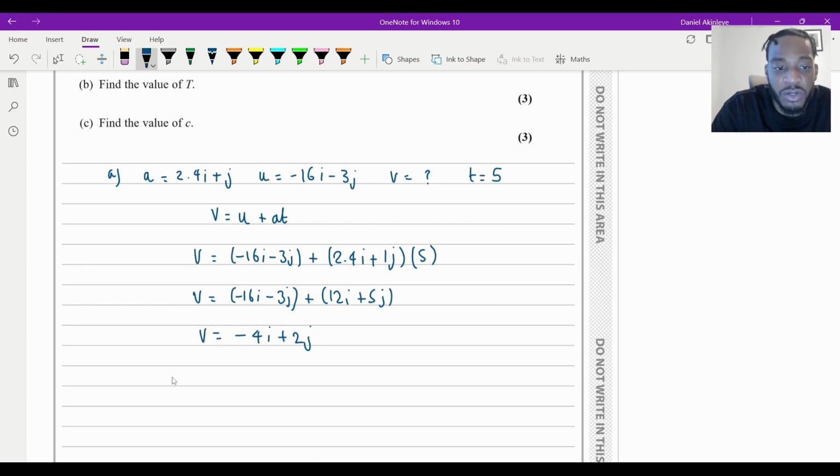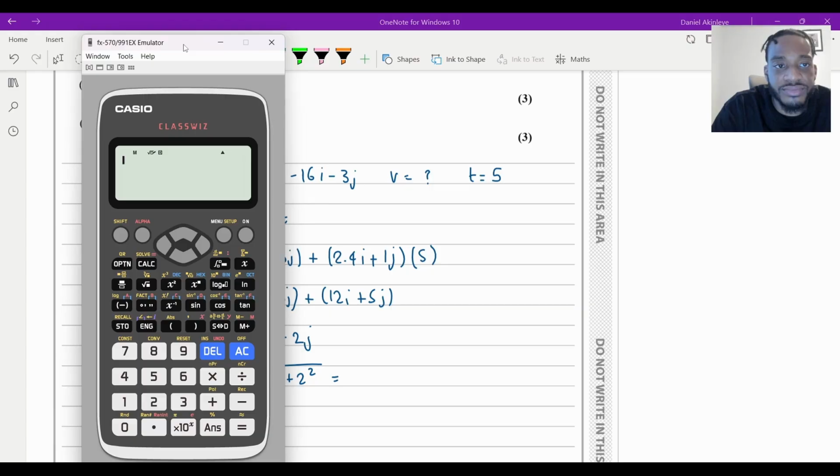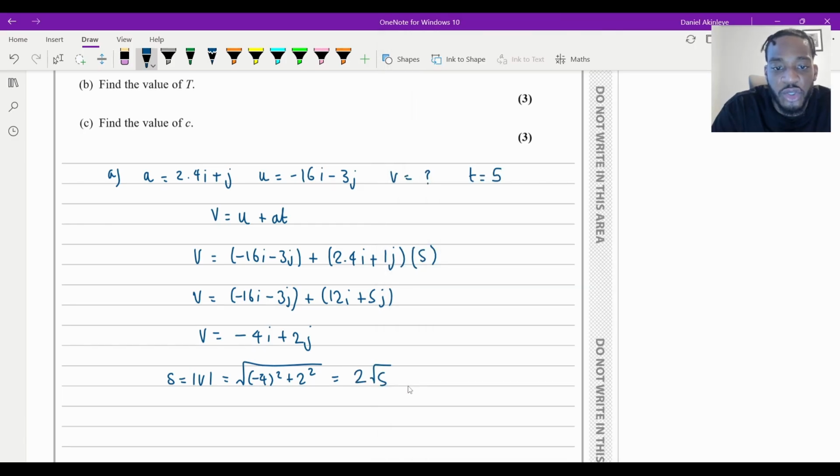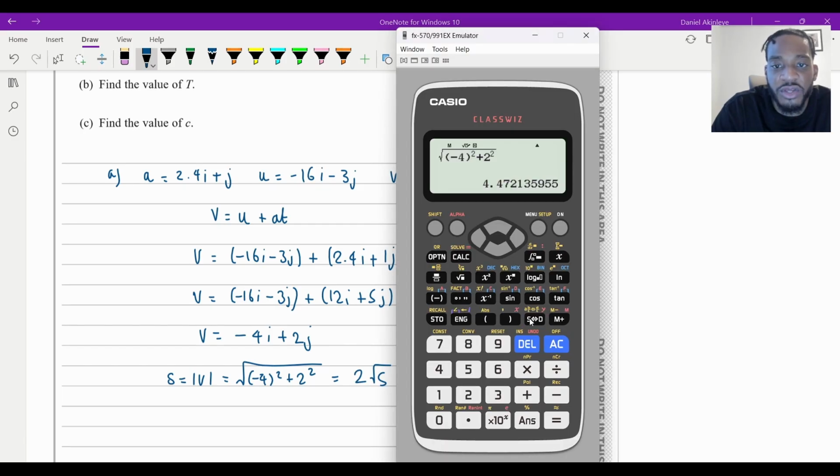So that means we've got our velocity vector. To get the speed, we know that speed is the magnitude of velocity, so we're just going to do Pythagoras on those. So we're going to do minus 4 squared plus 2 squared, and then putting this into the calculator, the square root of minus 4 all squared plus 2 squared is equal to 2 root 5. So our speed is 2 root 5 meters per second, or to three significant figures, 4.47.